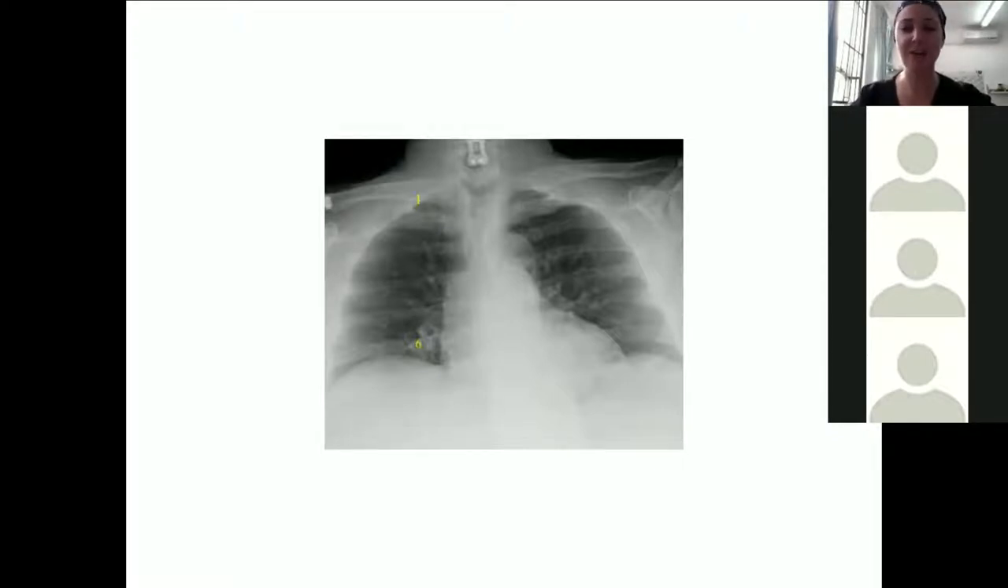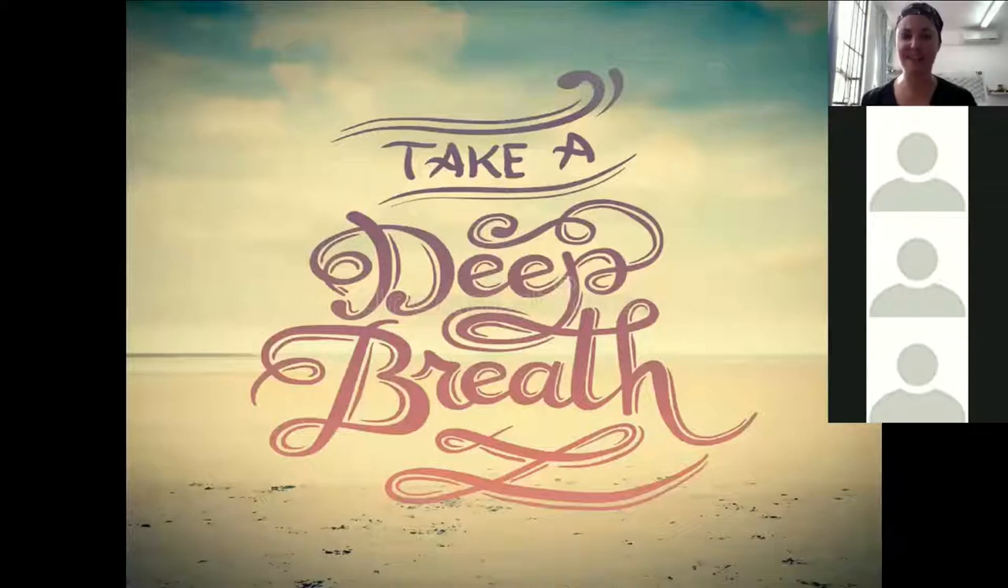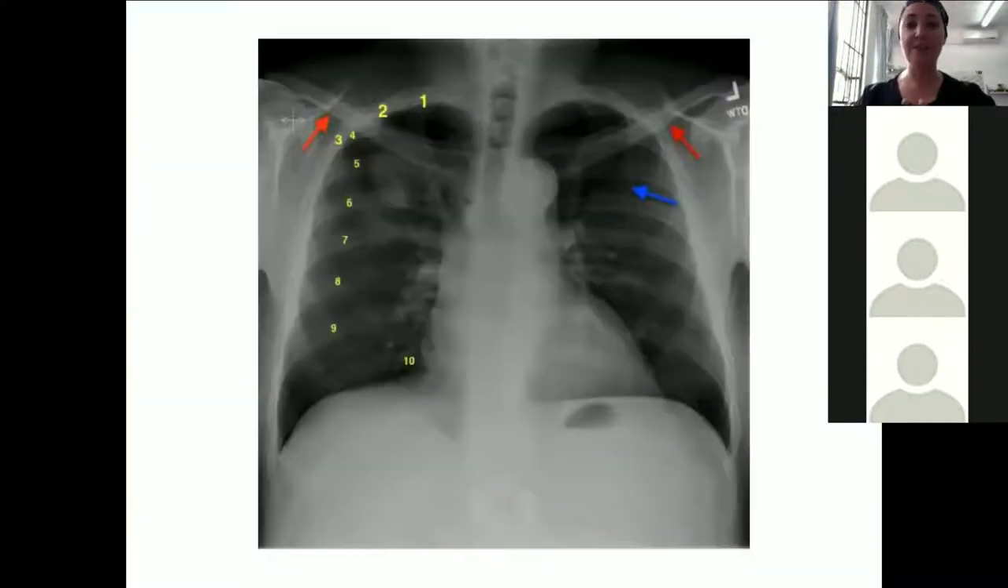What you really want your patient to do is to take a nice deep breath in, and hold the breath in while you're taking the x-ray. Then ideally you should have a really good inspiratory film, and you want to see at least 9 ribs. You've got an example here of a good 10 ribs. So this would be a lovely, adequate x-ray.